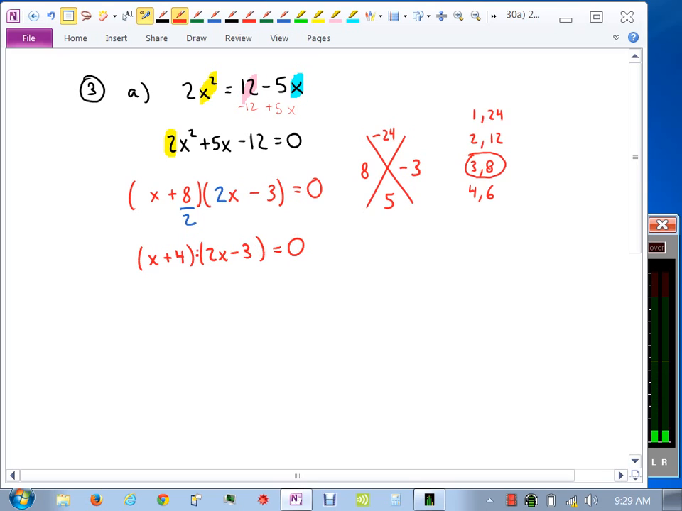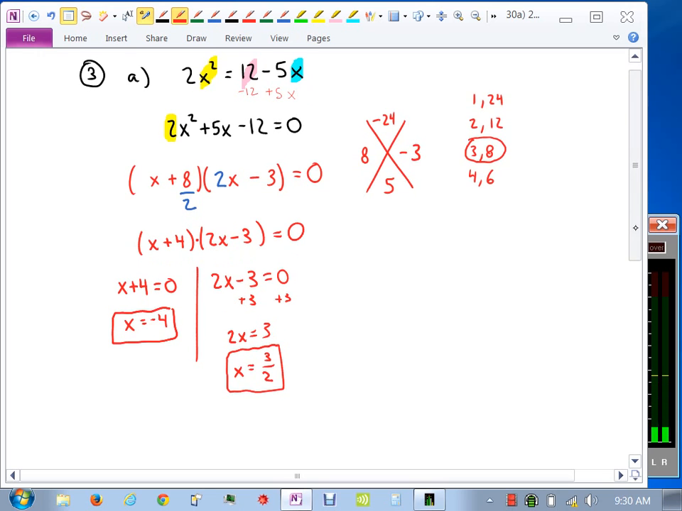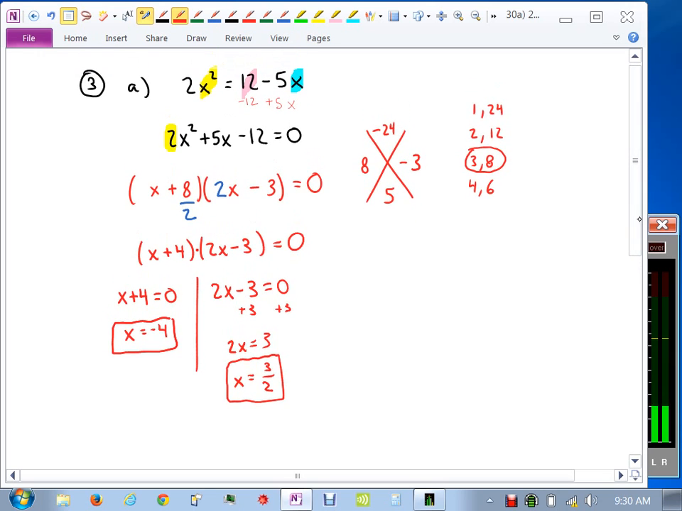Now I have multiplication, so I set each factor equal to 0. And then I'll just solve each of these. So subtract 4 on both sides here. We get negative 4. And then on this one, I'll add 3 to both sides. So we got 2x equals 3. And I'll divide by 2. So your two answers are, let's see, negative 4 and then 3/2.